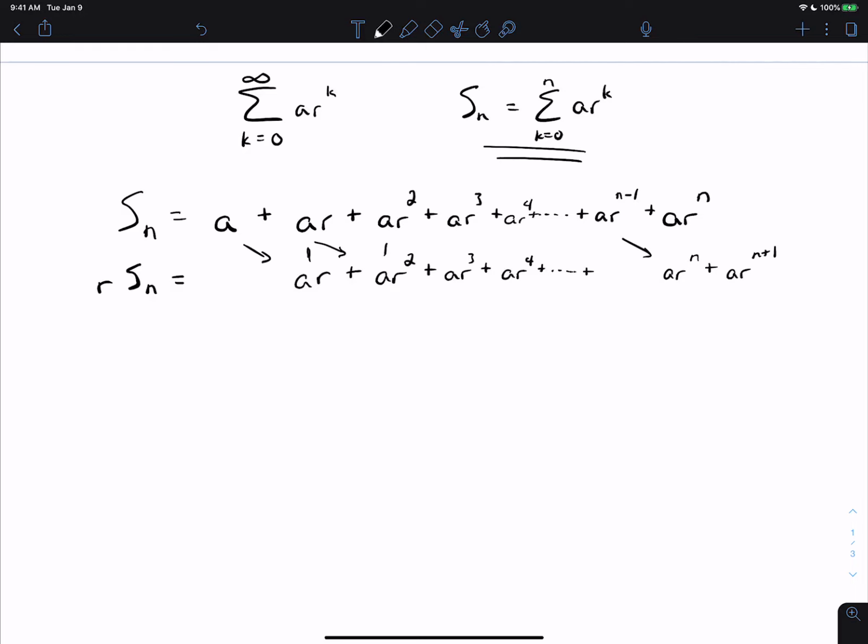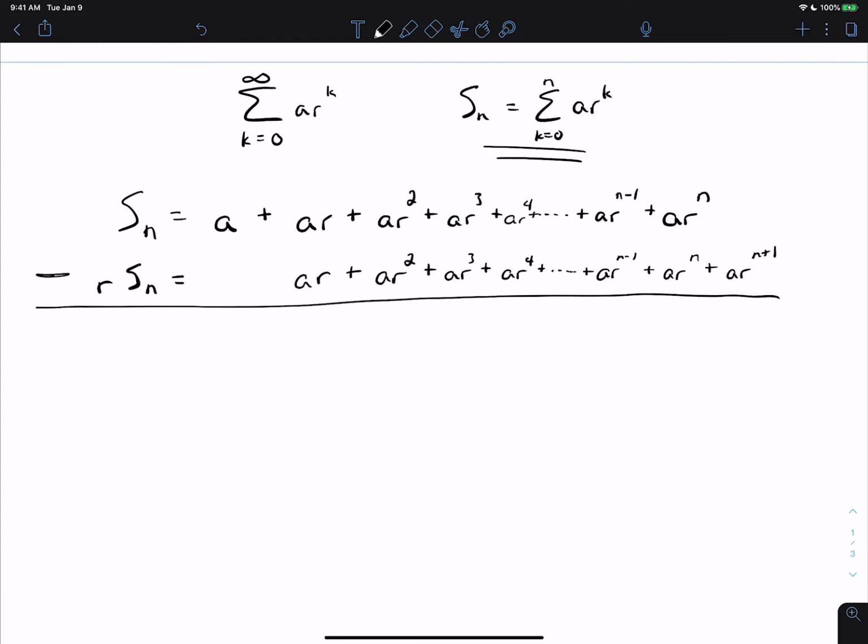Ar to the n minus 1 also lines up because the one before that up here would have been ar to the n minus 2, and so when we multiply by r, we get ar to the n minus 1. And then it's important that ar to the n plus 1 at the end does not line up with anything. Let's make that a 1 there. So the ar to the n plus 1 does not line up at the end. And now everything lines up except for the first term on the first line and the last term on the second line.